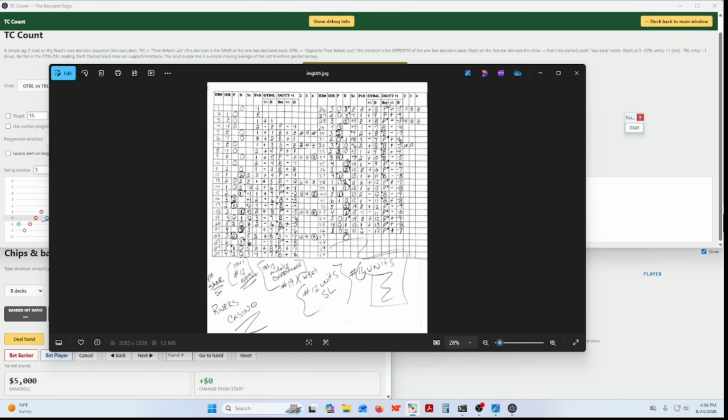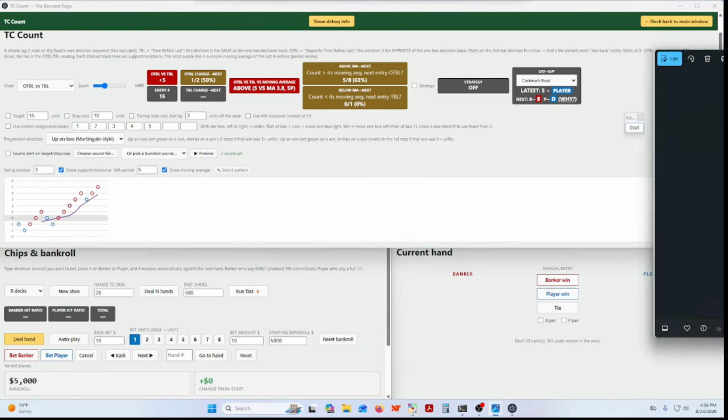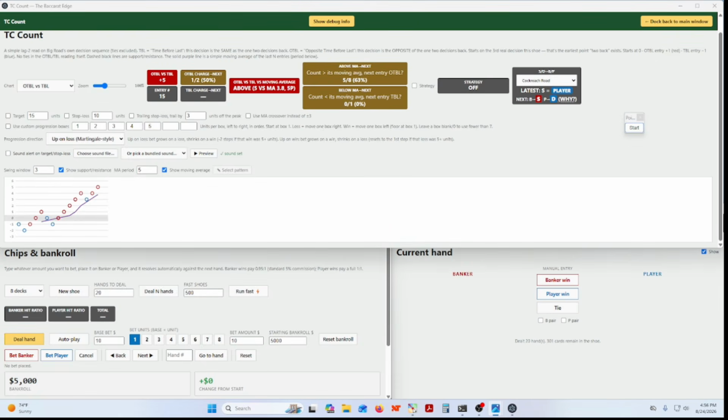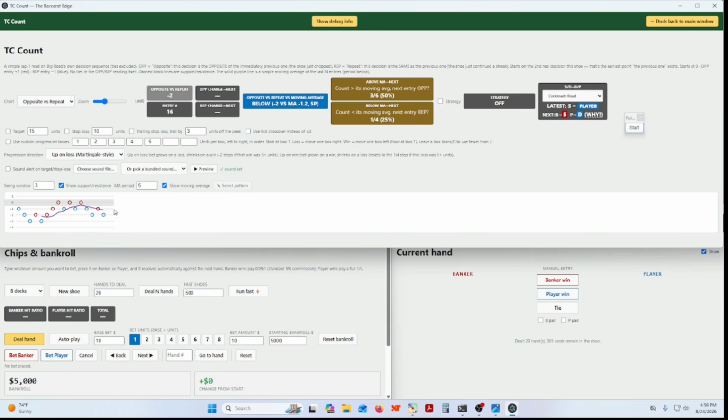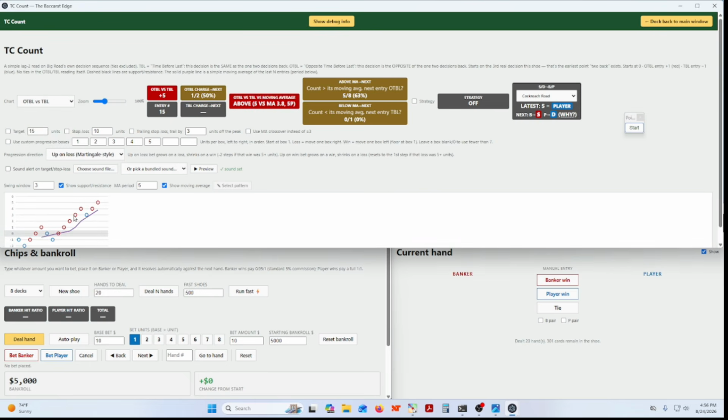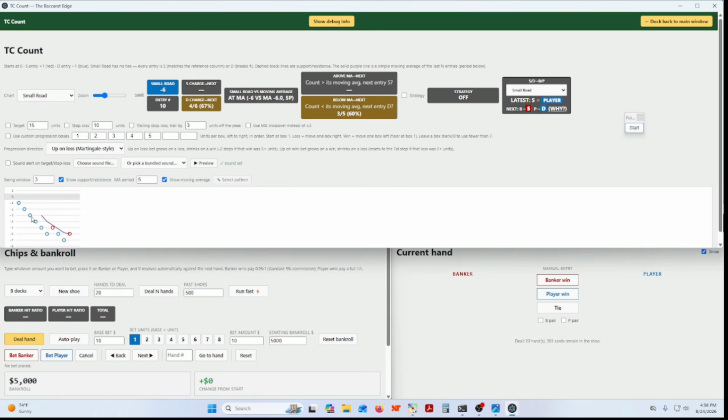We got opposite time before last versus time before last. And I got plus and minus numbers, but I would have never thought of this kind of charting right here. So this is opposite time before last versus time before last. This chart right here, click down one more time, opposite verse repeats. This is chopping back and forth. So right now, opposite time before last is looking good. And was it the small road? Small road is breaking down.